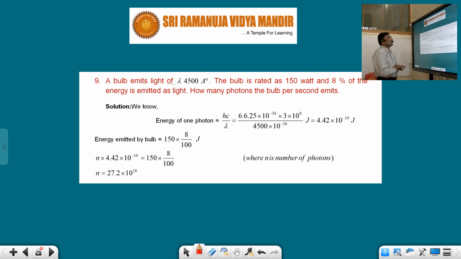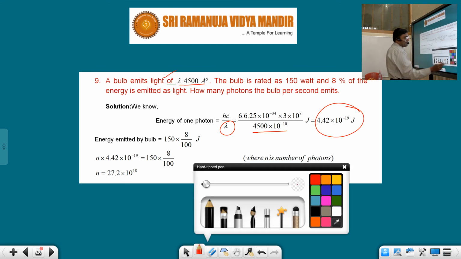Now let us see one more numerical. A bulb emits light of a certain wavelength. Lambda is given, students: 4500 into 10 power minus 10. From this, what did you get? The energy of one photon. I already made it very clear that one photon can only knock out one. So I got the energy of one photon, 4.42 into 10 power minus 19. Very good. Now this part is over.